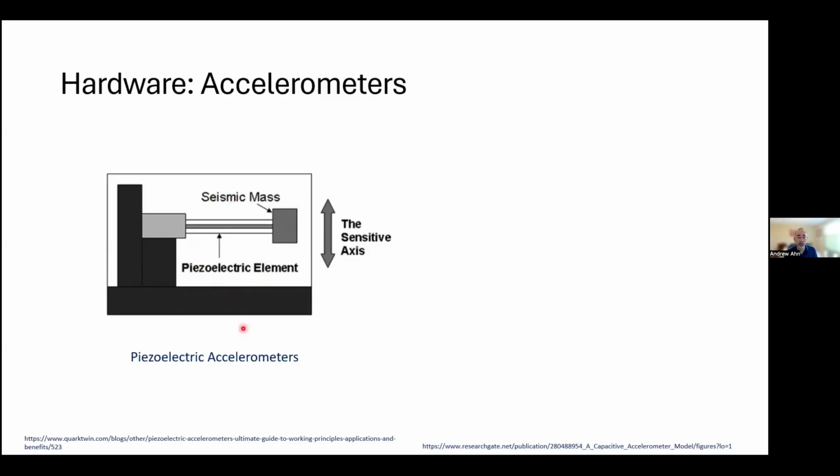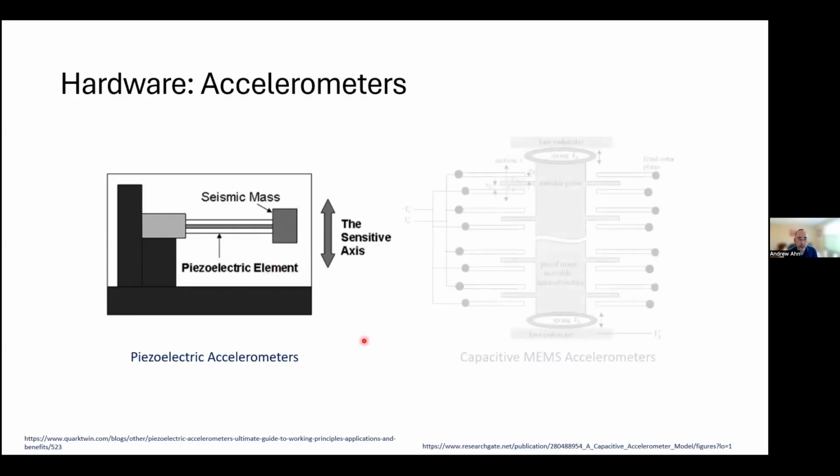Now, these devices use a simple principle. You have a piezoelectric crystal, which is attached to the seismic mass. And whenever there's a mechanical stress along the sensitive axis, the piezoelectric element generates an electric charge. And when acceleration occurs, these crystals deform, producing a measurable voltage that corresponds to the movement. And that's what these devices are measuring to assess acceleration of movement. So small movements generate small voltage signals, while large movements generate large voltage signals.